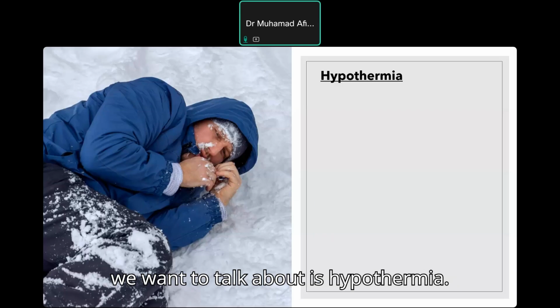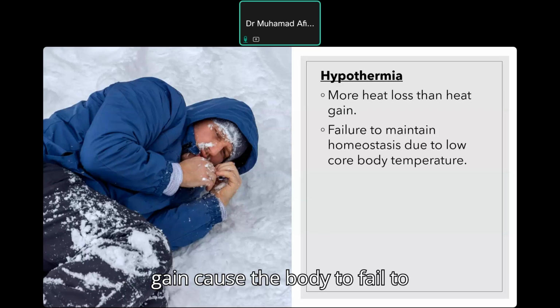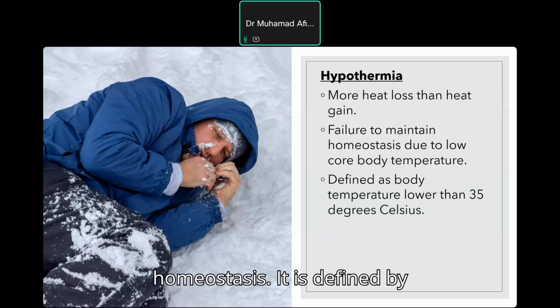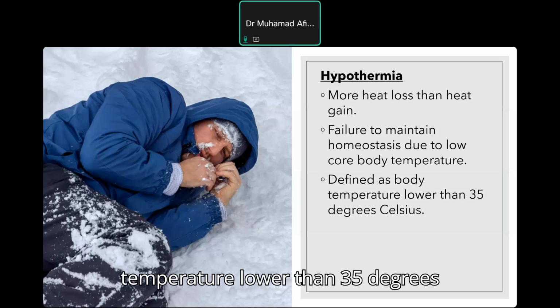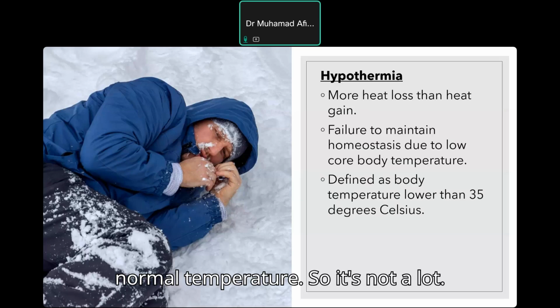So the last one that we want to talk about is hypothermia. So basically more heat loss than heat gain, and then it causes the body to fail to maintain temperature homeostasis. It is defined by a temperature lower than 35 degrees Celsius. So roughly only 1.5 or 2 degrees Celsius lower than your normal temperature. So it's not a lot.